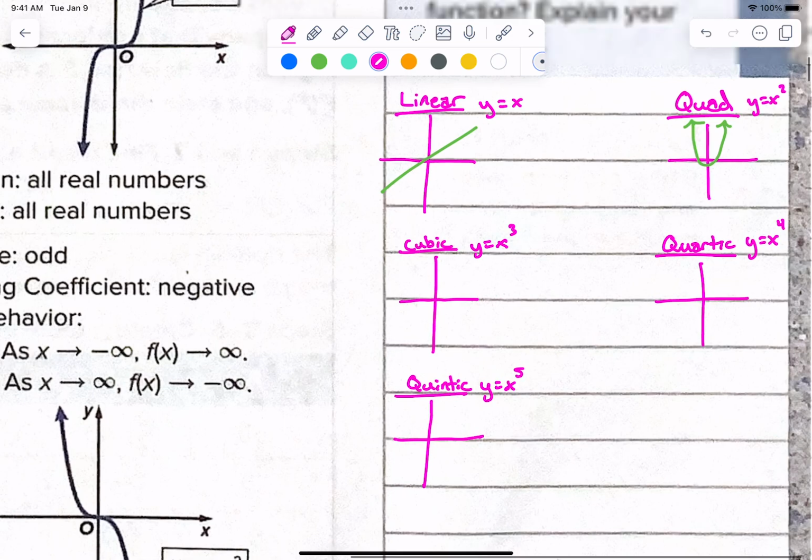I'm not going to go x to the sixth power. We'll just go quintic. After quintic, I don't know what it's called. X to the sixth doesn't have a special name. We're going to fill out what these look like, what the parent functions look like.